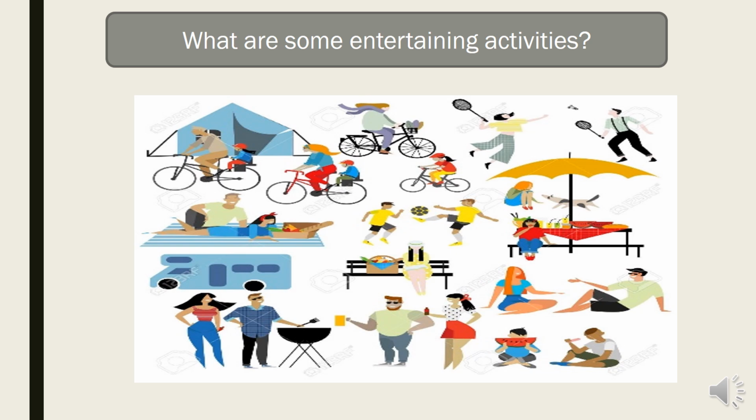Some of these activities are here in this picture, as you can see: riding a bike, playing tennis, picnicking, reading a book, going to the beach, playing football, dancing, watching a movie. All of these are called entertaining activities, things that we do in order to have fun, hanging out with friends, and so on.